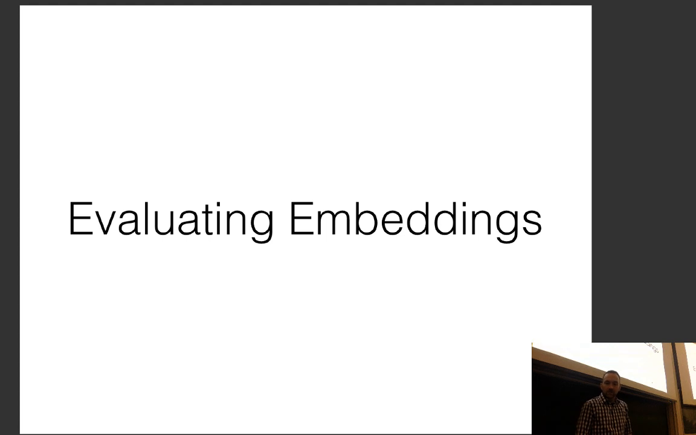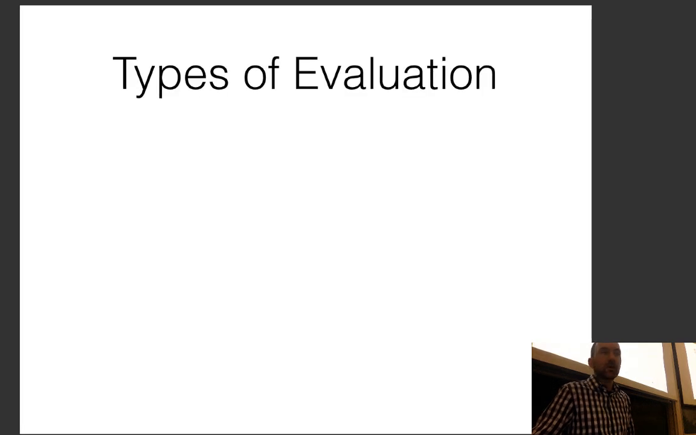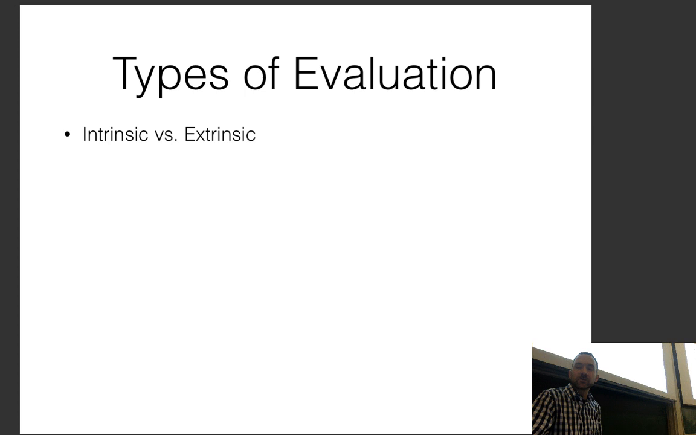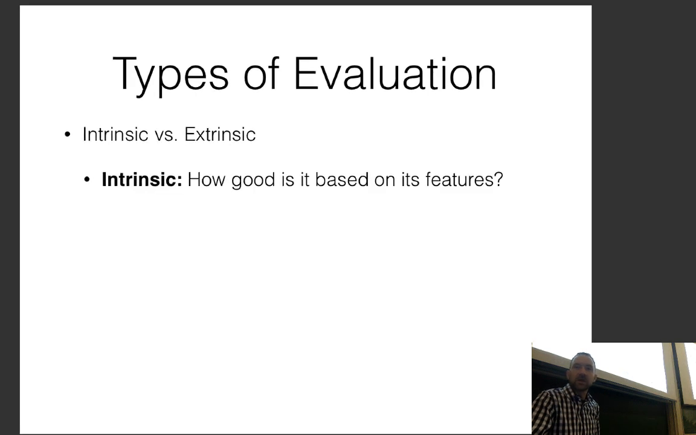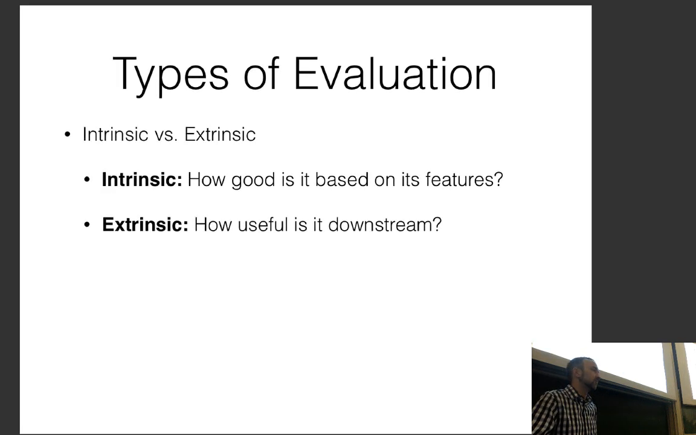So once we have embeddings, how do we want to evaluate them? I believe this wasn't covered super carefully in the readings, so I want to go into this in a little bit of detail. You come up with and train embeddings. Then the question is, how do you know whether they're good or not? In general, for any kind of pre-training, or any type of language analysis task or representation learning task, you have two types of evaluation. One is intrinsic evaluation, which basically says how good is something based on its features. Whereas extrinsic evaluation says how useful is it for some sort of downstream task.